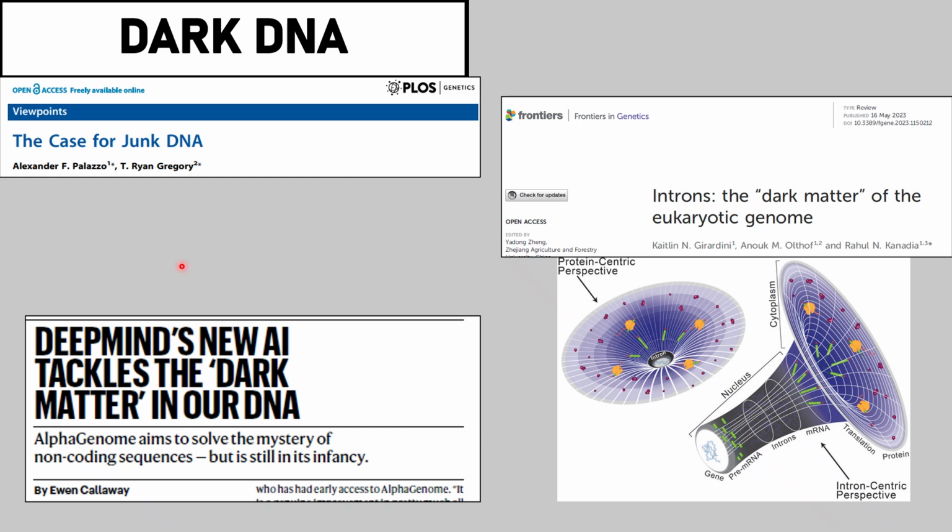protein coding genes. In fact, in 2025, there's this article, DeepMind's new AI tackles the dark matter of our DNA. DeepMind has this AI system called AlphaGenome, which goes through DNA to try to figure out what it does and how it influences genes, even though it's non-coding. So a lot going on here. And this isn't the last time we see DeepMind.